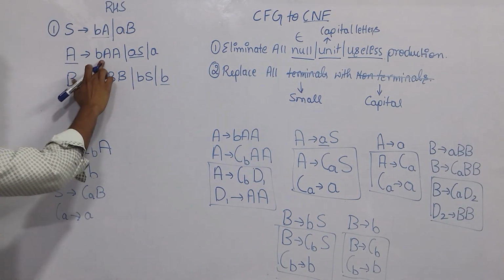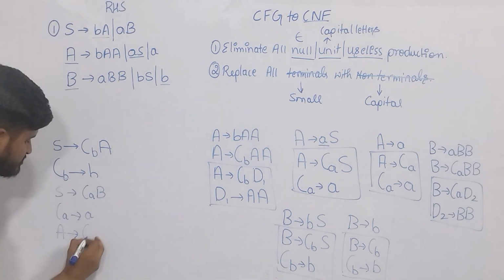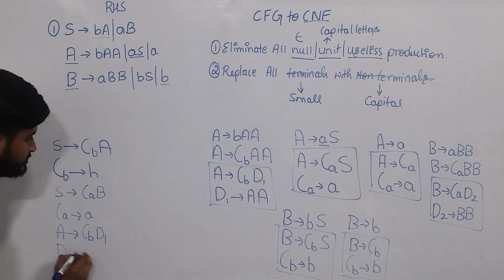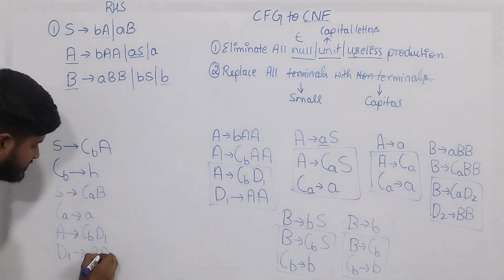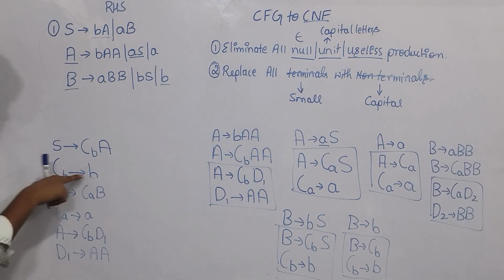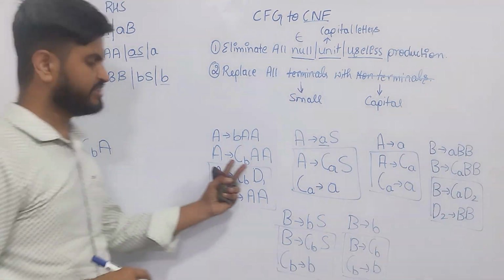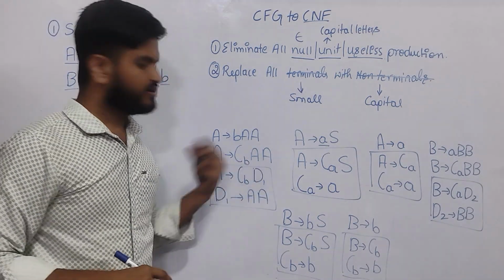Now A producing BAA. The last two you must write. A producing CB D1. D1 is replacing AA. Here, if you see, CB is already written here. CB replacing B, so no need to write it again. I did not tell you to write when there are three consecutive capital letters.